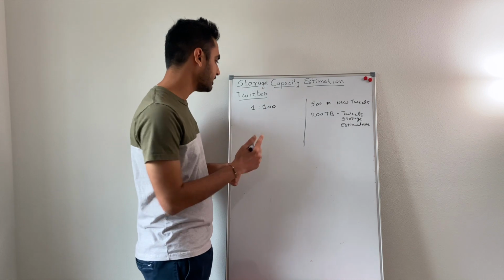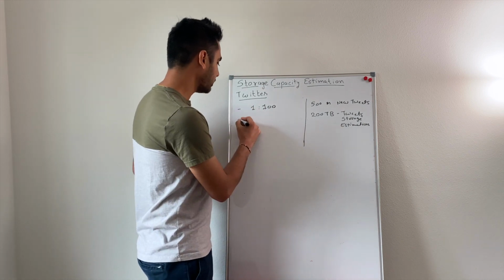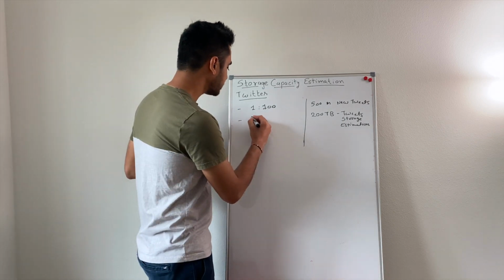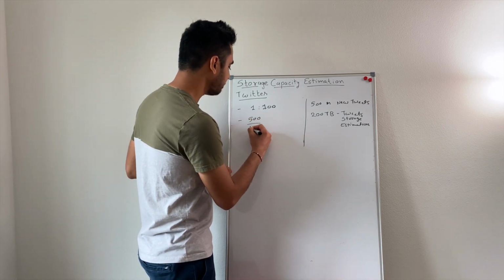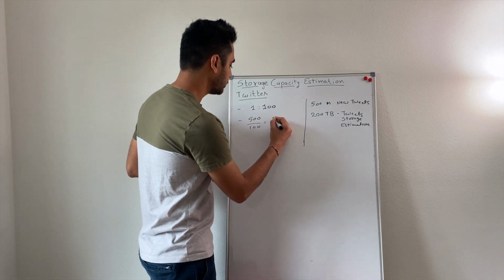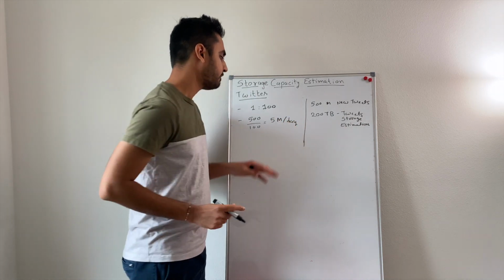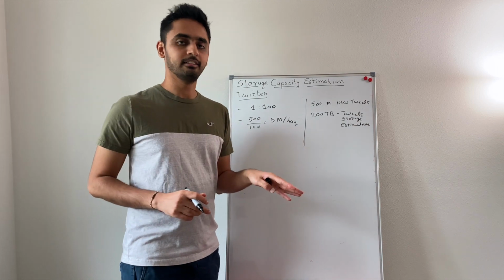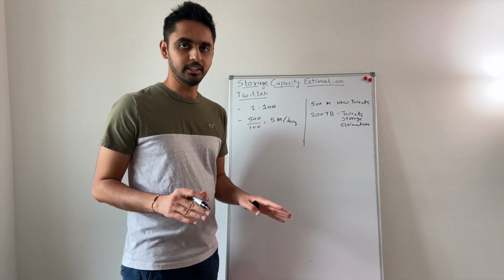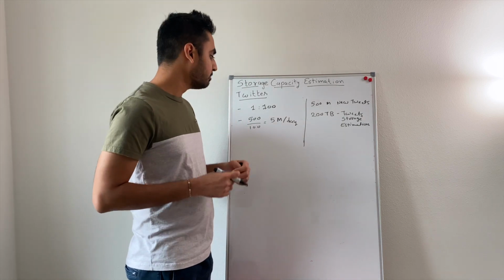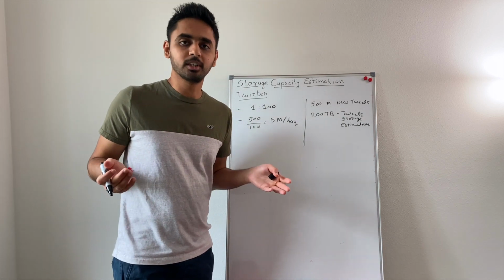So let's consider this assumption and go ahead. We have a total of 500 million new tweets. Based on that, we will have 500 divided by 100 equal to 5 million per day. So 5 million tweets will have this extra content per day. Now we know 5 million tweets, right? But then we don't know the size of the content.